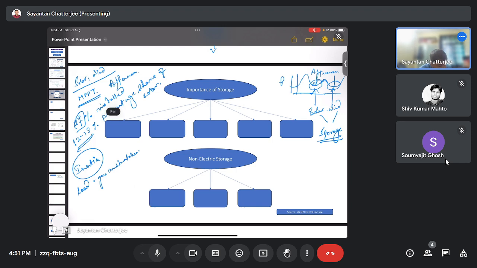Excess or deficit. So during the daytime, when there are peaks, the batteries are to be discharged, and whenever there are these valleys, the batteries will be used to store the excess amount of energy from renewables.